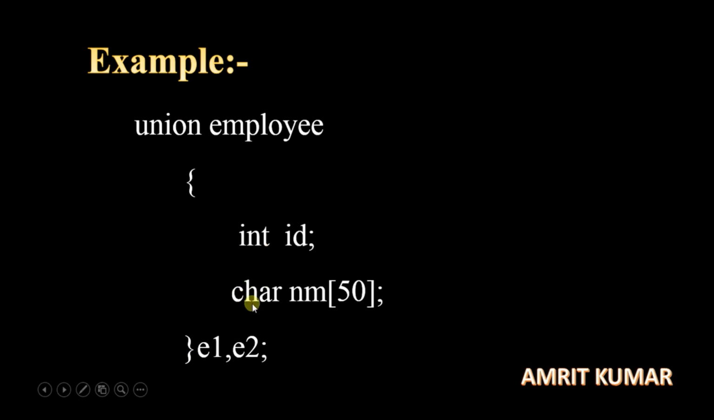Okay, and after the declaration of this data type, meaning I am creating the union of employee, which contains ID of integer and nm, of size 15, of character data type. After this, I need to close with close curly braces, and here you can declare the variables of the union. So I am declaring E1 and E2 as variable declarations of the union. It means they can access the employee union. So they can access each and every data member of the employee union.